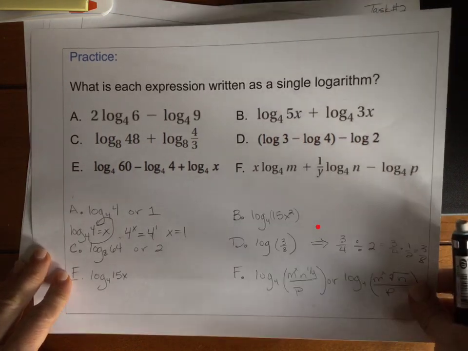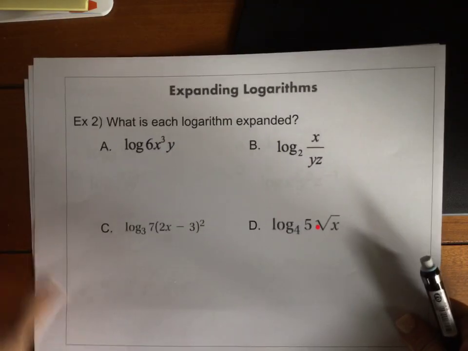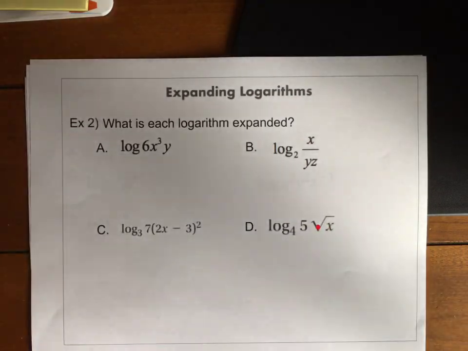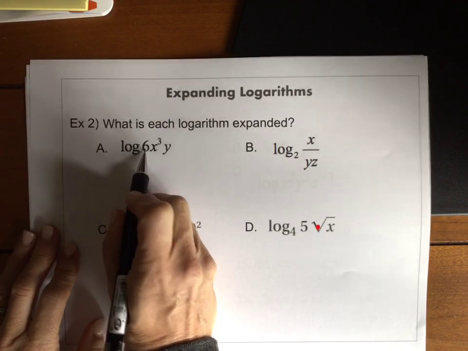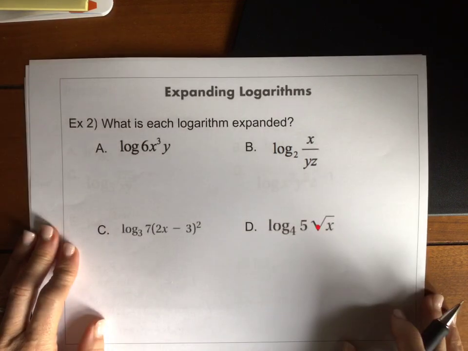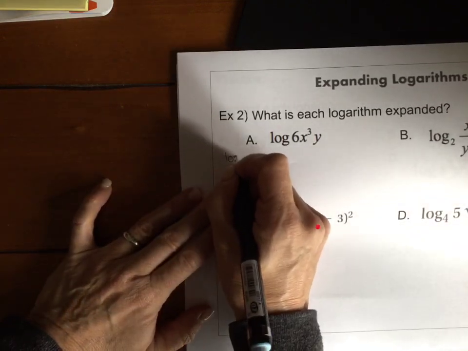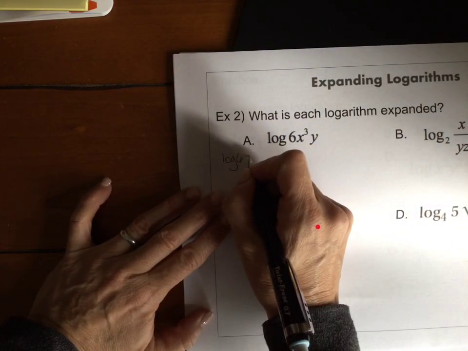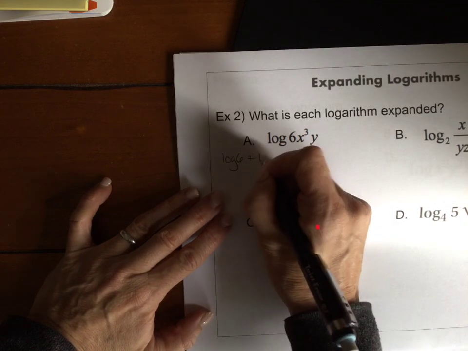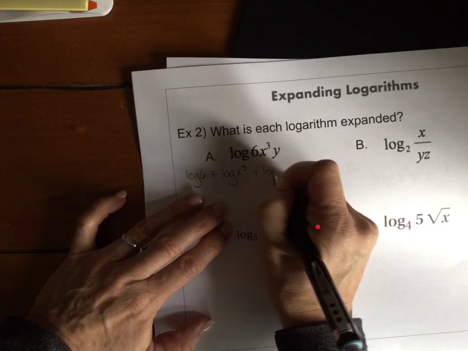I do want to move on to doing the opposite though at this time. So the opposite is, if given these problems in single term, we want to write them as expanded terms. So looking at A, I know that I have 6 times x cubed times y. So my first step might be to write log of 6, and when I'm multiplying, I know that's the same as addition with these properties, plus log of x cubed plus log of y.